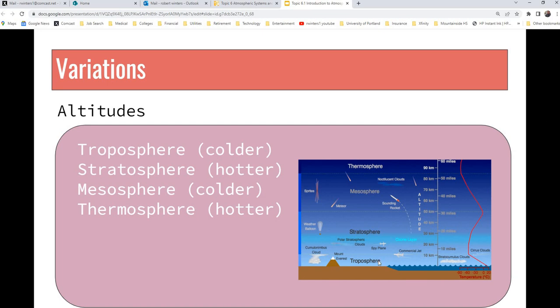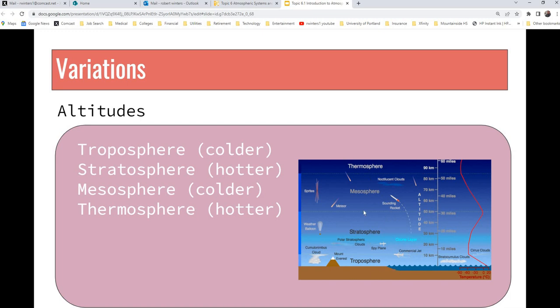And so it's kind of interesting. It's opposite. The troposphere actually gets colder as you get higher. So if we climb up to the top of Mount Hood, it gets colder and colder. When you're up to the stratosphere, it starts to get warmer as you get higher and higher. When you get to the mesosphere, it gets colder and colder as you get higher and higher. And the thermosphere, that's easy to remember, gets hotter as we go higher and higher.